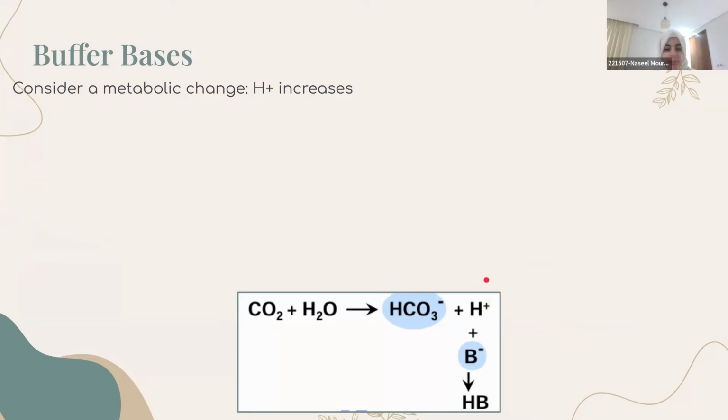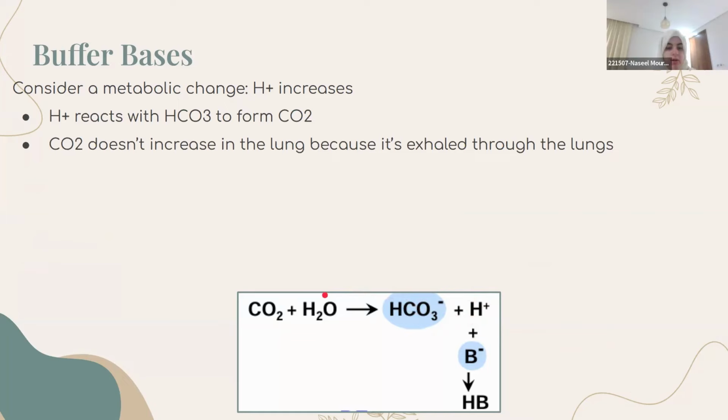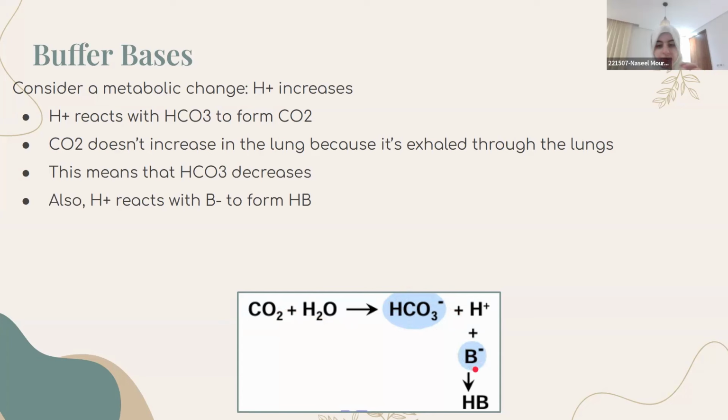What's going to happen? This hydrogen is going to be taken up or bound by both the bicarbonates and the B minus to try to neutralize it. Correct? So it reacts with bicarbonate to produce carbon dioxide. However, the carbon dioxide is not going to accumulate again because it's exhaled through the lungs. So you get a decrease in your bicarbonates. You also get a decrease in B minus because the B minus binds the extra H plus and tries to neutralize it into HB.